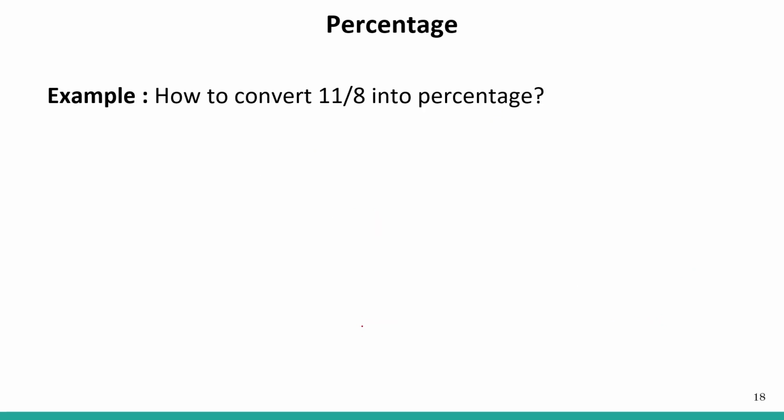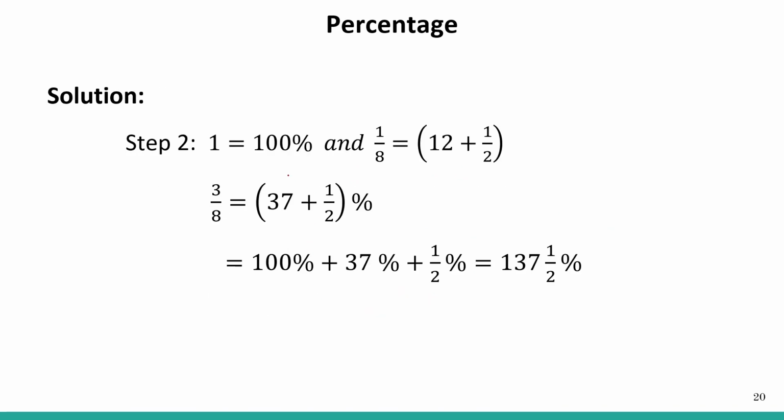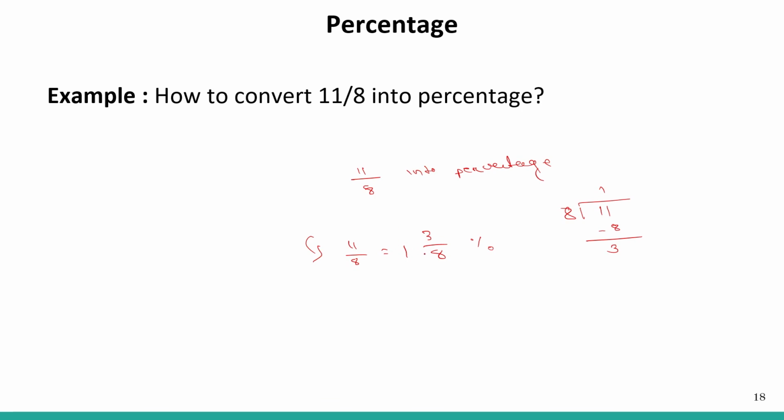Let's go forward. So let's see how to convert 11 by 8 into percentage. What you do is you have 11 and try to divide it by 8. So 1 times 8 is 8, and you have 3 left. So you first convert it to a mixed number. That is 11 by 8 is equal to 1 whole and 3 by 8. So this much percent.